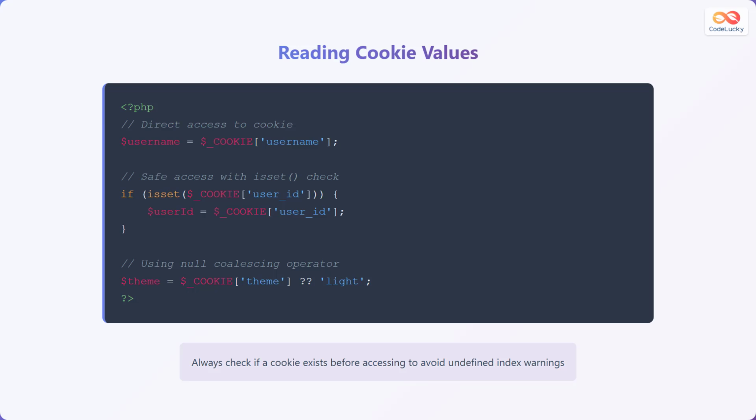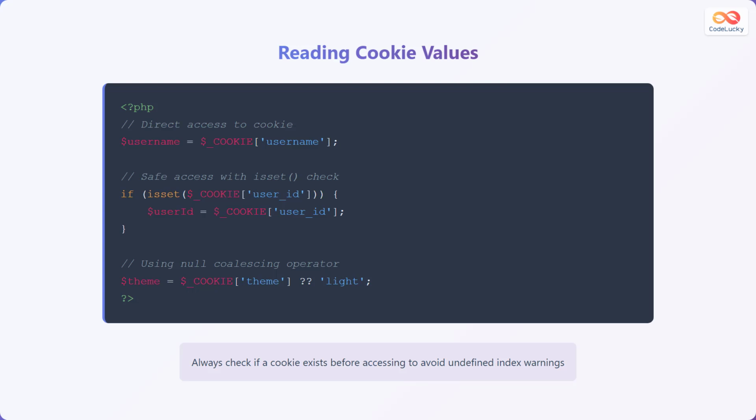To read cookie values in PHP, you can use the $_COOKIE superglobal. Here's how to directly access a cookie. The username variable is assigned the value of the username cookie. Here's how to safely access a cookie with the isset function. The isset function checks if the userID cookie exists before assigning its value to the userID variable. If the userID cookie does not exist, the userID variable will not be assigned a value.